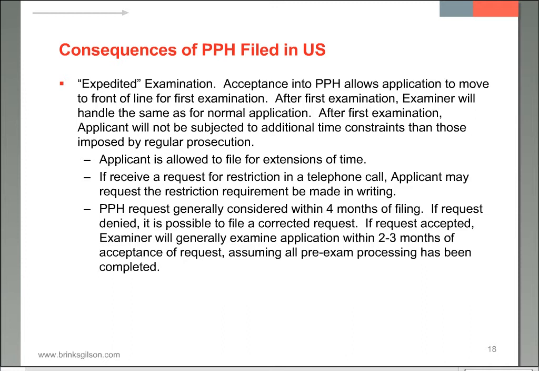Upon filing a request in the U.S., you should receive a decision on whether the request has been granted within about 4 months. If your request is denied, you get 1 chance to cure. Let's assume your PPH request is granted. What does that mean? All that means is that your application is put near the front of the line for prosecution. You can still file for extensions of time or perform other actions that may delay prosecution, such as asking for a written restriction requirement.